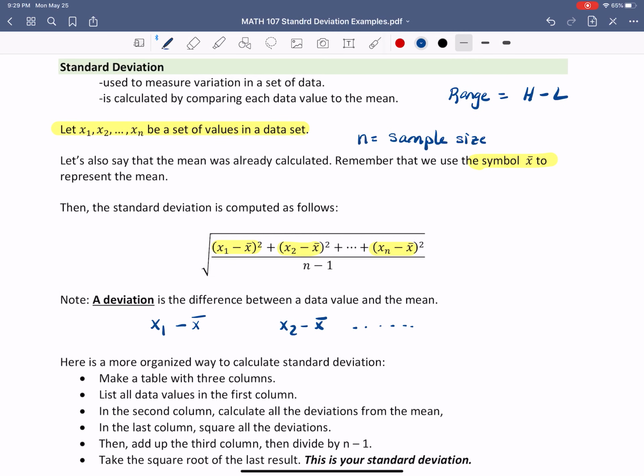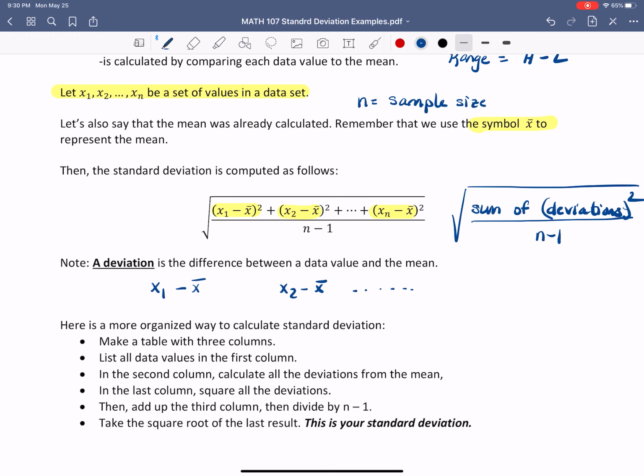So another way of looking at this is the sum of the deviations. Now, it's not just the sum of the deviations, though, because what we're doing is we're squaring them and dividing by n minus 1 and then taking the square root. So think about your order of operations. That square root is a grouping symbol, which means everything underneath the square root has to be completed before we can talk about taking the square root. There's no shortcut here. So here's the way we're going to organize the data to make this seem a little bit less complicated, and I hope that it will be.